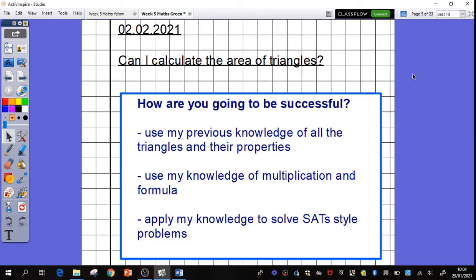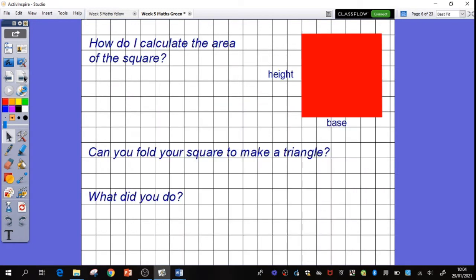So guys, today we're going to be calculating the area of triangles. To be successful, you're going to need to use your previous knowledge of all the triangles and their properties, everything you learnt last week about triangles. So scalene, isosceles, right angle, equilateral triangles and everything about them. Use your knowledge of multiplication and formula today, and apply your knowledge to solve problems.